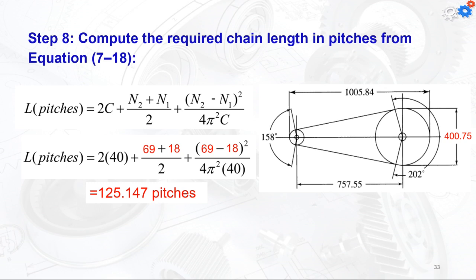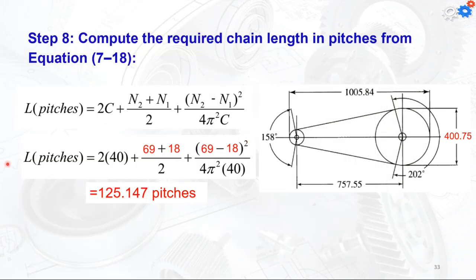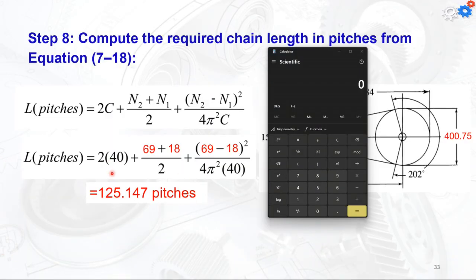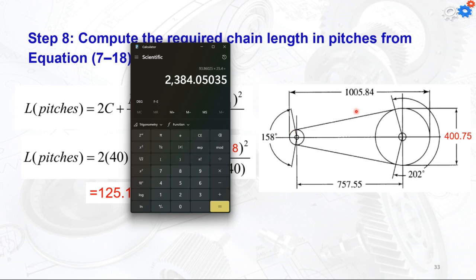So now I can change any pitch value to an actual length by multiplying by the pitch value we got from the specification. So now we have 125.147 multiplied by the pitch value we got, which is 0.75 inches. So it's going to be 93.86 inches. Multiply that by 25.4, and it's going to be 2,384 millimeters. So that will be the length of the chain. We got the length of the chain.